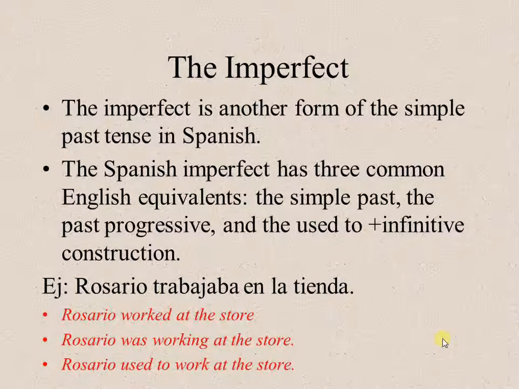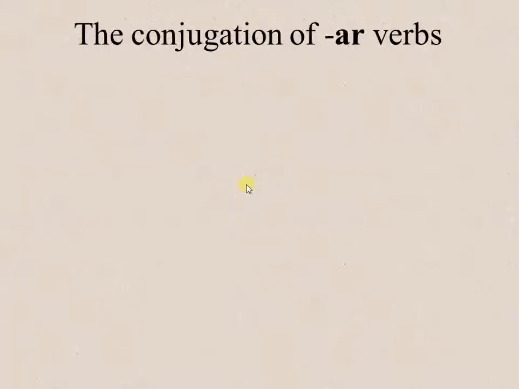construction. For example, the sentence Rosario trabaja en la tienda. It could have three different meanings. It could mean Rosario worked at the store, Rosario was working at the store, or Rosario used to work at the store.